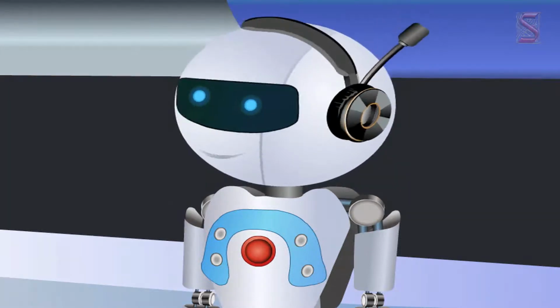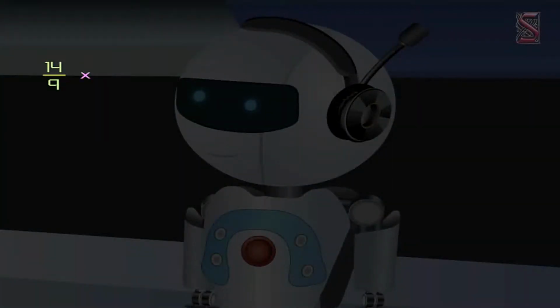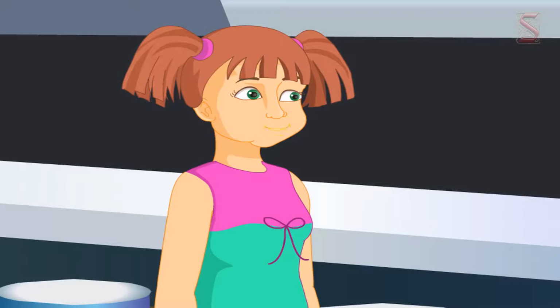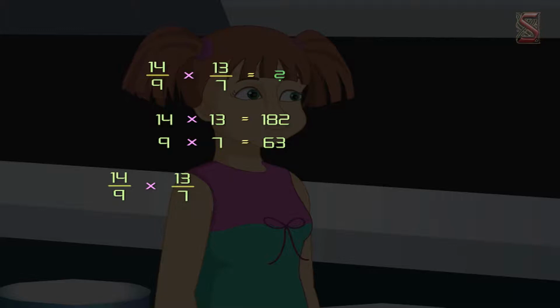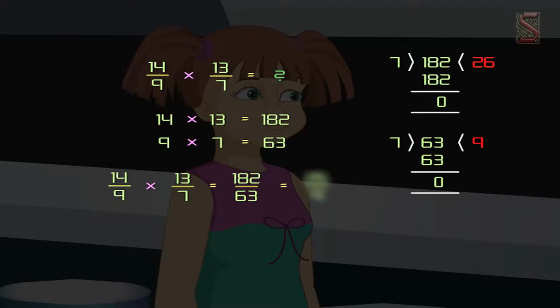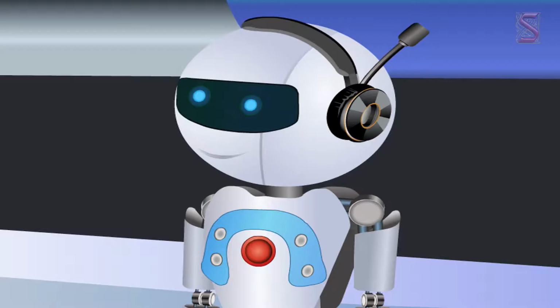Akshita, find the answer for 14 by 9 multiplied by 13 by 7. Multiplying the numerators separately, that is 14 multiplied by 13, we get 182. Multiplying the denominators separately, 9 into 7, we get 63. Hence, 14 by 9 multiplied by 13 by 7 equals 182 by 63, which can be further reduced to 26 by 9. So now, I guess you know how much amount you have to pay the cab driver.